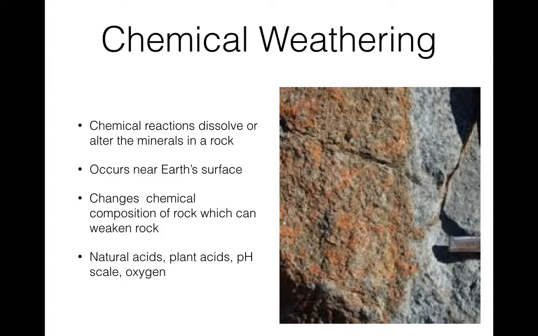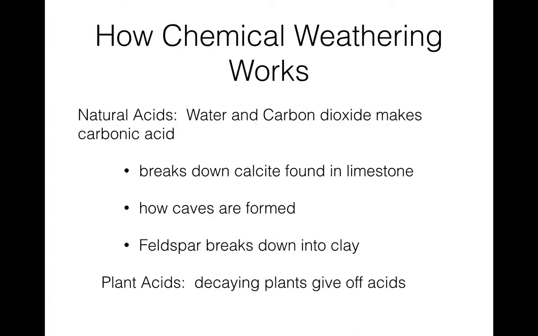Some agents are natural acids, plant acids, pH of soil, and oxygen. We're going to talk about those in a little more depth here when we talk about how chemical weathering works. First of all, natural acids are made when water and carbon dioxide come together, and an acid is created called carbonic acid. And this will break down calcite found in the limestone. This is how caves are formed, actually.